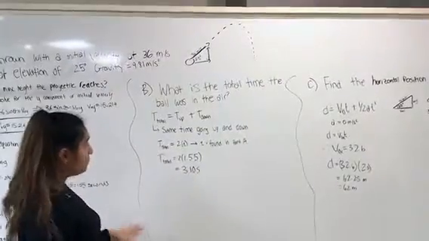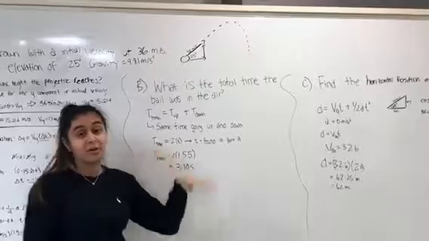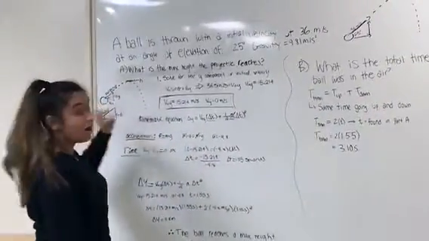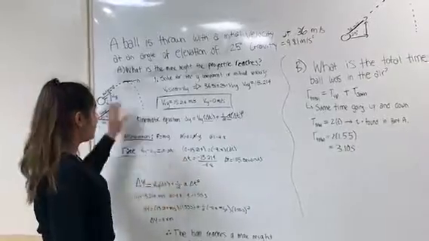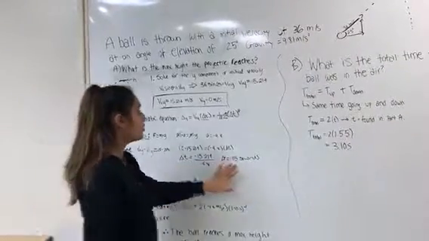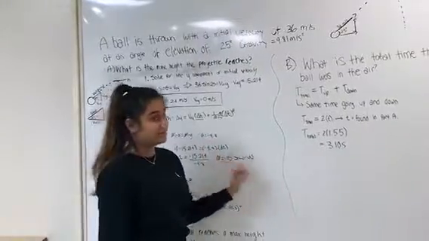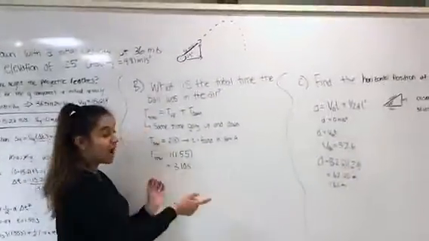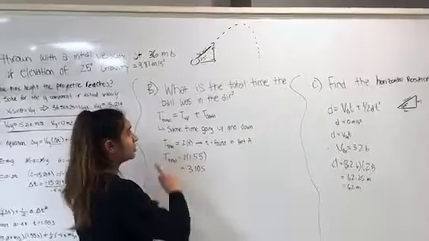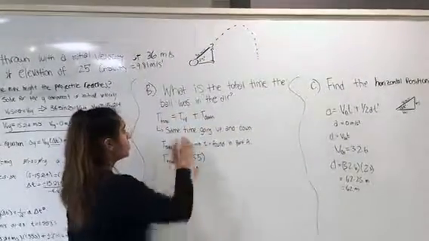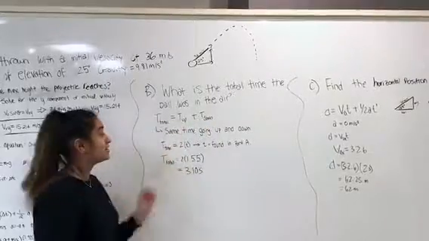So for part B, we're finding the total time the ball was in the air. We found the time that the ball reaches its maximum height in part A, right here. So the ball will reach its maximum height at 1.55 seconds. The total time is the time it takes for the ball to go up to the max height and then for the ball to come down. So when we add those two, it will give us the total time.